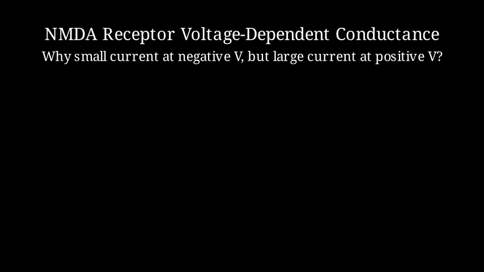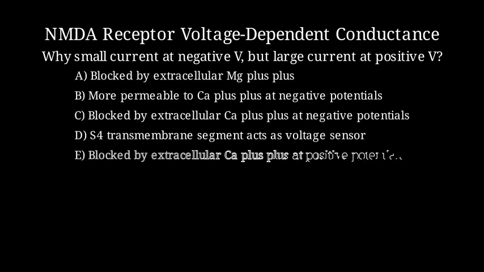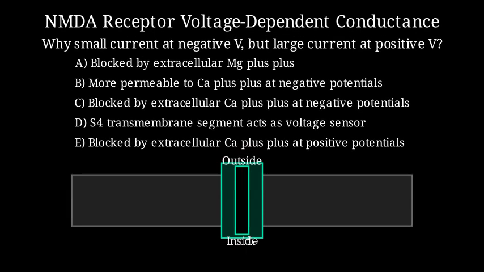Here are the choices. We'll read them slowly, and then we'll analyze the receptor step by step. Let's build an intuitive diagram. This rectangle is the cell membrane. The top is the outside of the cell, and the bottom is the inside. In the center is an NMDA receptor channel.